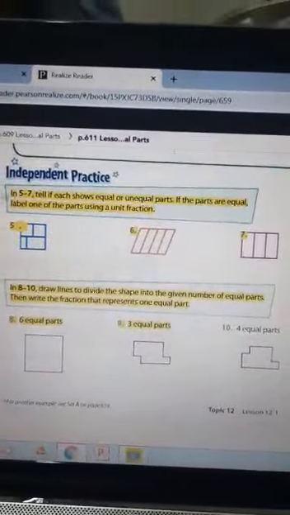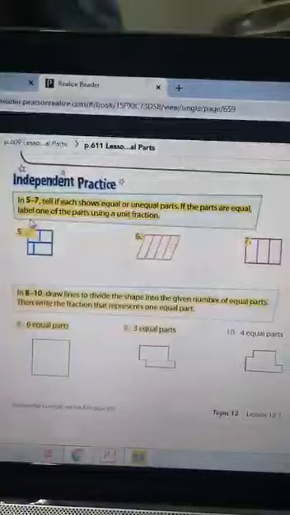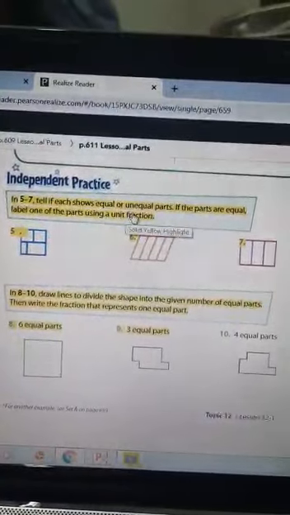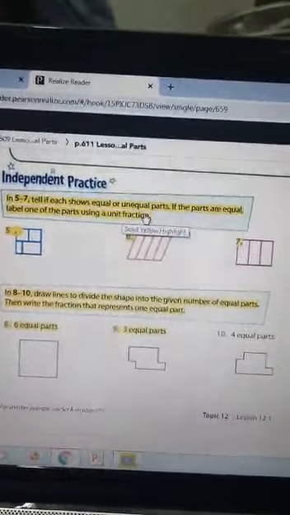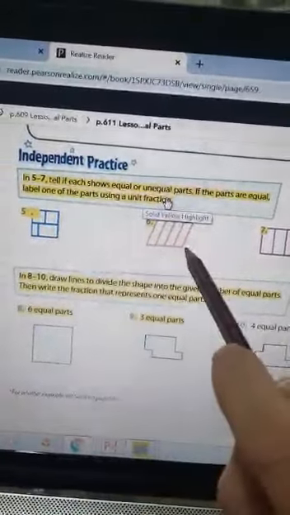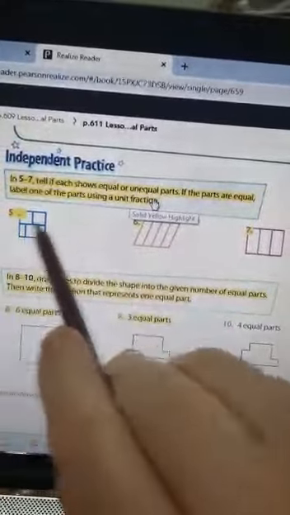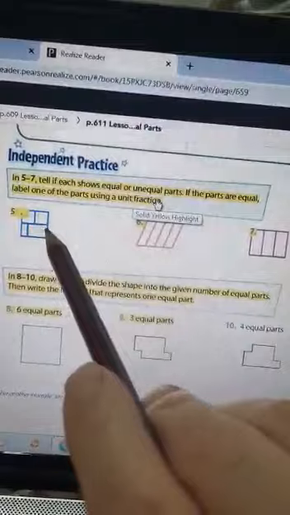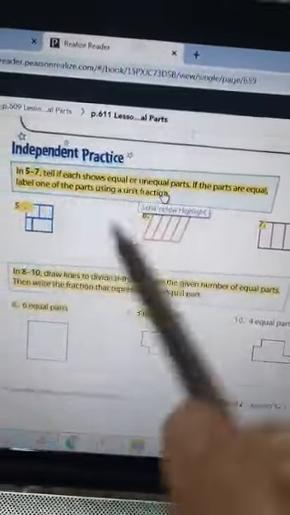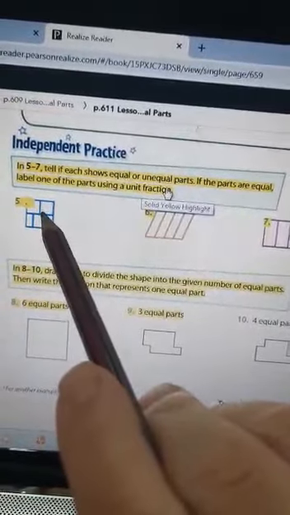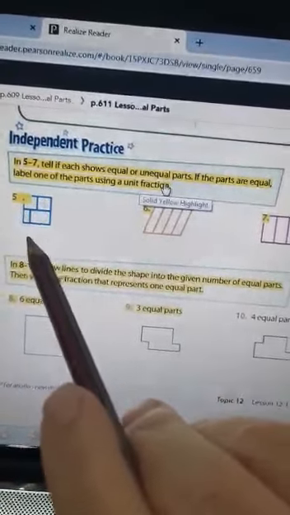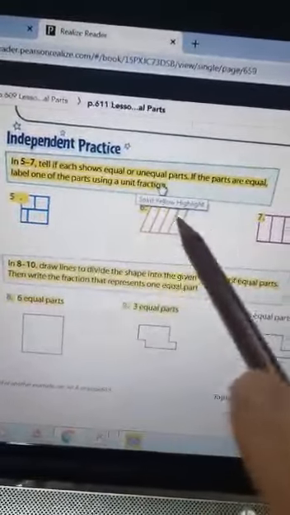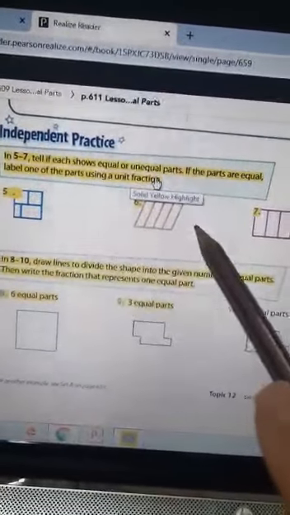Now in 5 to 7, tell if each shows equal or unequal. You will look at the shape, each one. You have 5, 6, 7. You will look at it first and see if it has equal parts or not. If it is not equal, you will say this is unequal. If it is equal, you will also say equal parts.